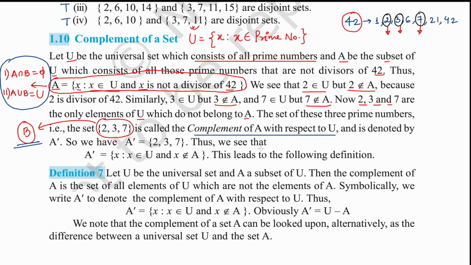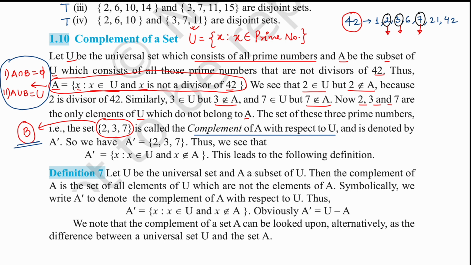So the important point to note here is, whenever we are talking about complement, there has to be a universal set defined. If the universal set is not defined, then it is very difficult for us to find the complement, right?